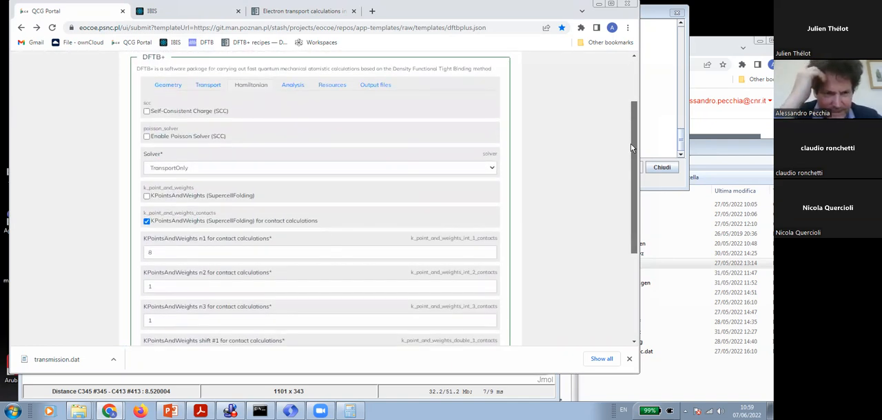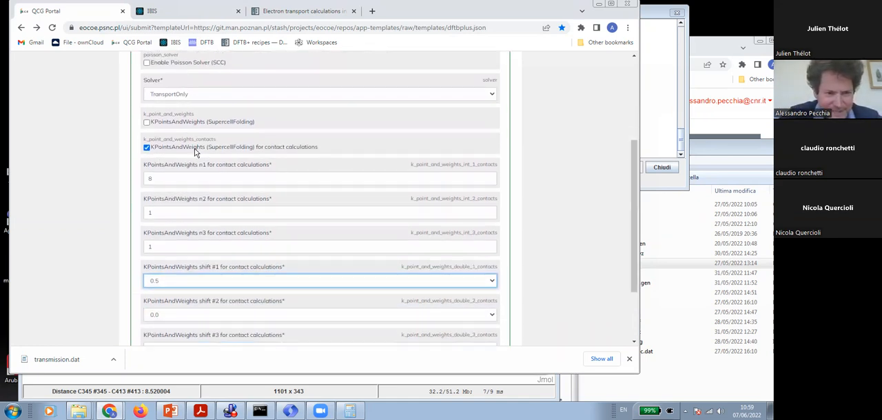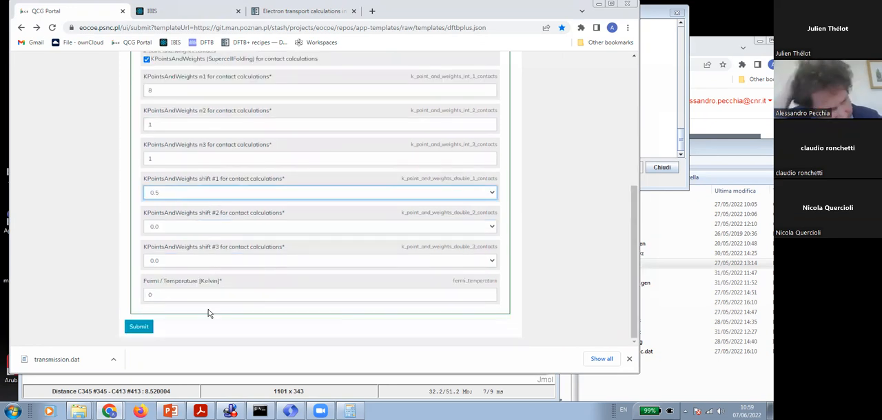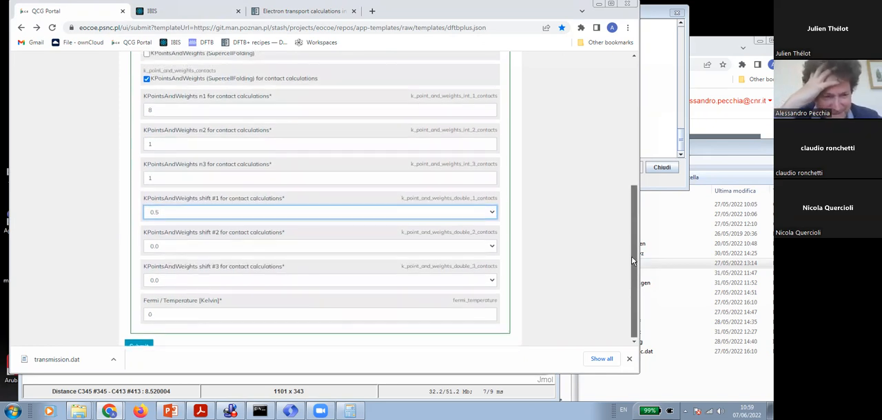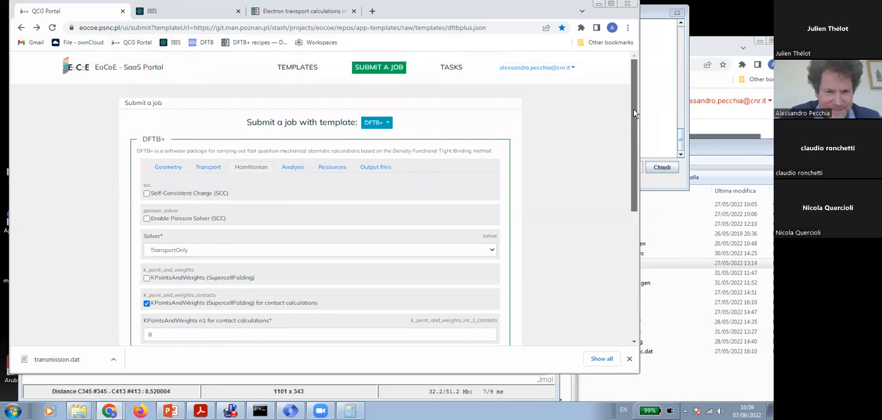Okay, so again, in the Hamiltonian, we unflag everything apart from the K points and weights. We leave 8 and 0.5 here. The last is temperature. Well, typically physicists work many times at zero temperature. Here we are just computing transmission, so it doesn't really matter. We can keep zero temperature.